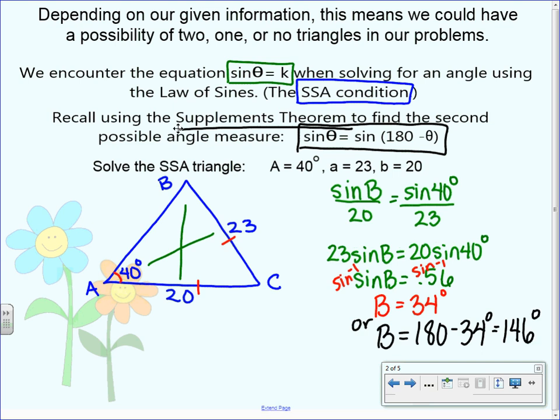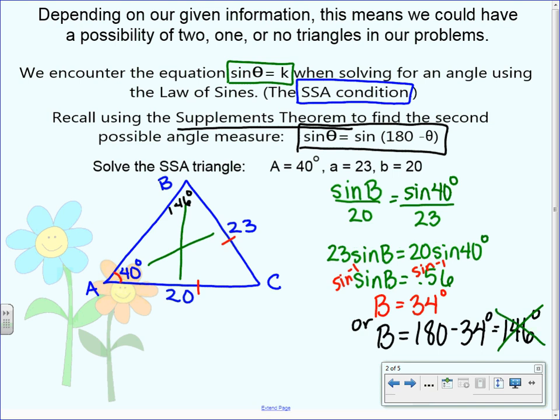Okay, so angle B could be 34. 34 seems like a reasonable angle. 146, though, we're going to have a problem with. If I put 146 into this triangle, hopefully you see that we're going to have an issue with these angles. I have more than 180 degrees, which means although mathematically 146 would work in the equation we've set up, when we want to relate that to real life, this triangle, it is not a reasonable solution.